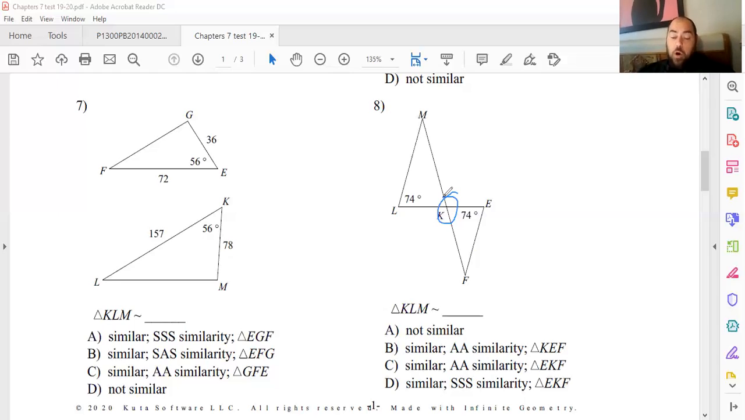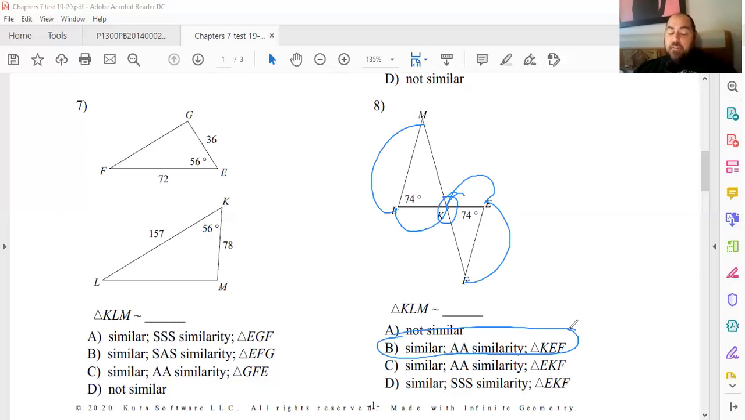So KLM, we're going from that center angle to the 74 to the M. So here we want to go center angle, 74 there. So we want KEF. So that's going to be B. Notice EKF would not give us similarity because order matters. And so if I said that EKF and KEF are the same, then what I'd be saying is that angle K or angle E, and then on one triangle, that 74-degree angle is congruent to the angle K on the other one. And I don't know that for sure.